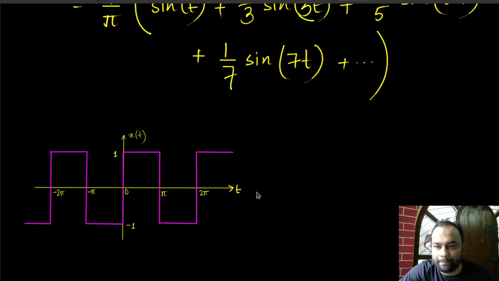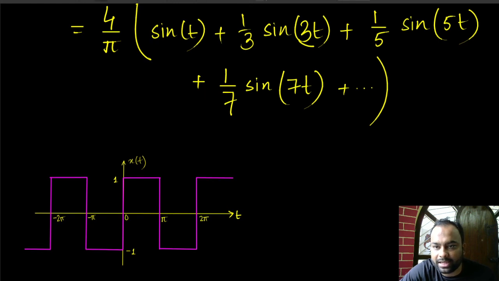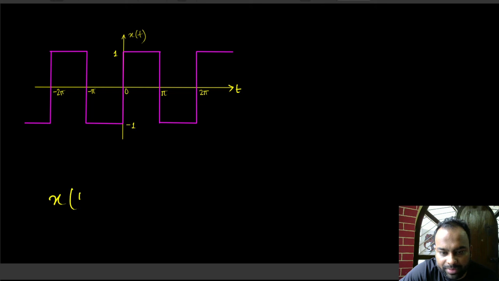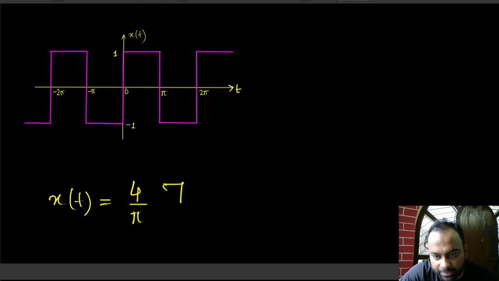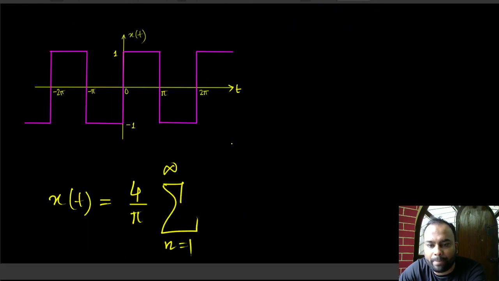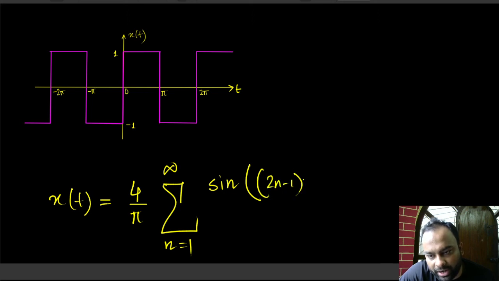So this is the signal we have been discussing, and for this signal we can express this in this way. Of course, we can compactify this expression and write something like this. So we have 4 by pi, summation n equal to 1 to infinity. I'm just trying to express this in a slightly compact form. So I have sine of (2n minus 1)t divided by (2n minus 1).